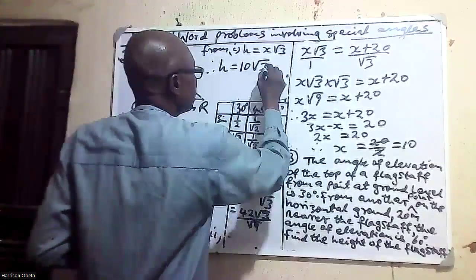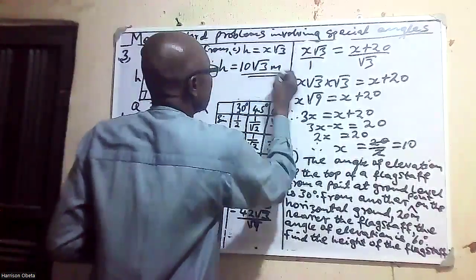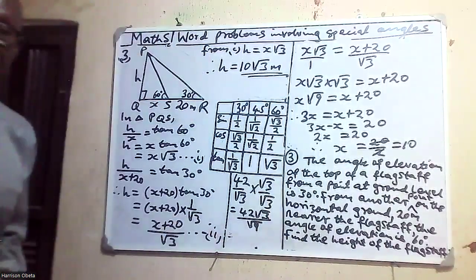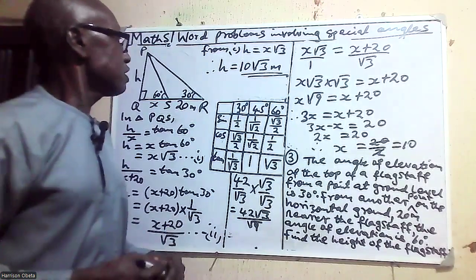So h is equal to 10 root 3 meters. So that's the end of this lesson.